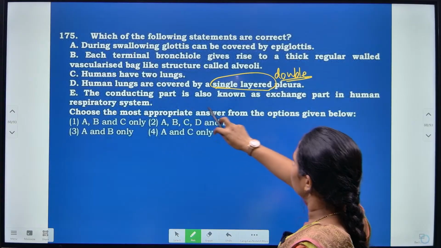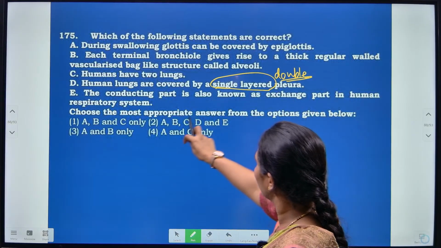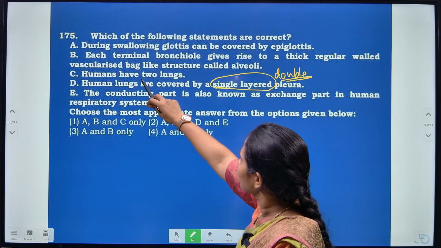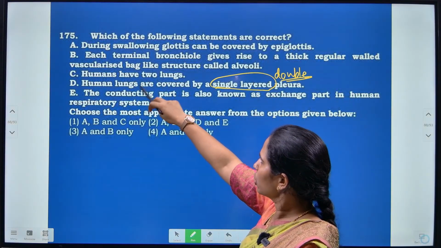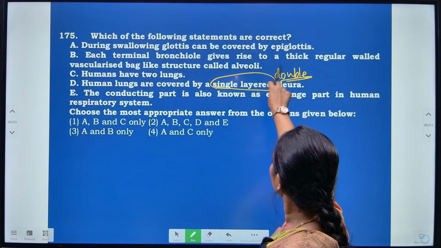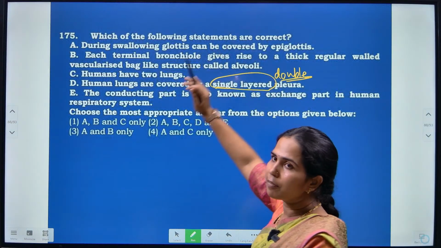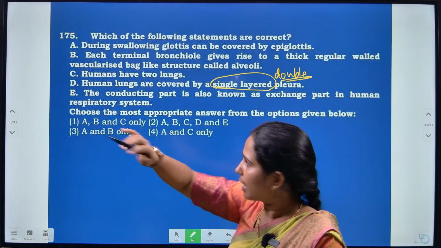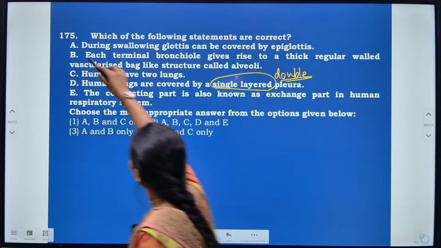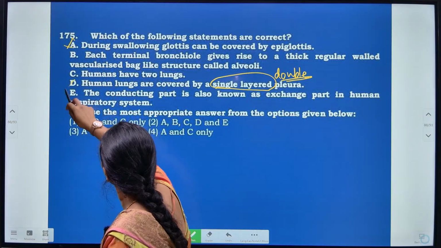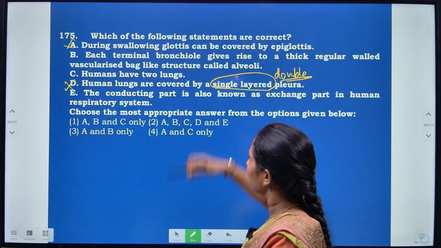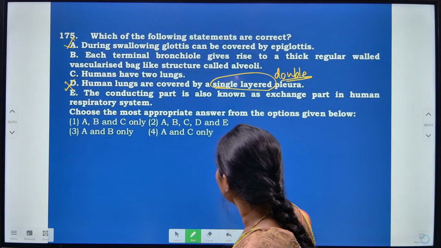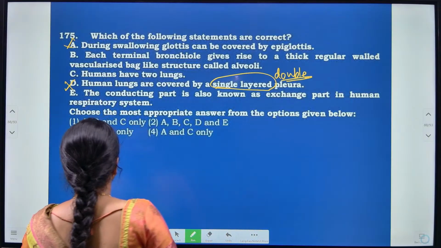Now, the conducting part is also known as the exchange part of the human respiratory system. So, going with statement 1 again, during swallowing, glottis can be covered by epiglottis. No, epiglottis covers the glottis in order to prevent the entry of food into the trachea here. So, options A and D are incorrect here, and the remaining options are correct. That is B, C and E.